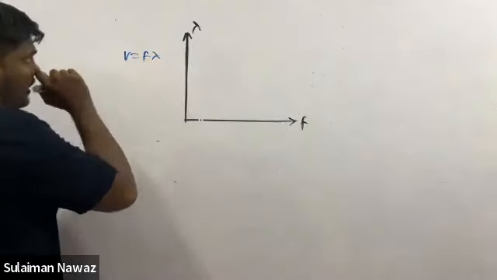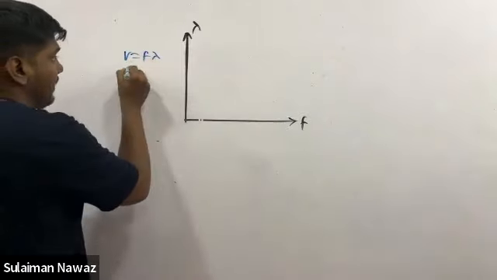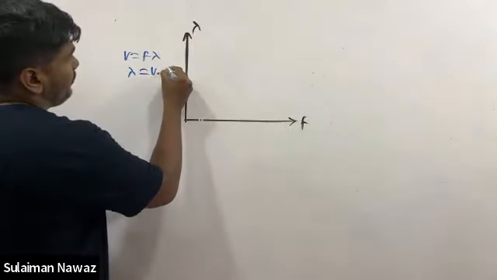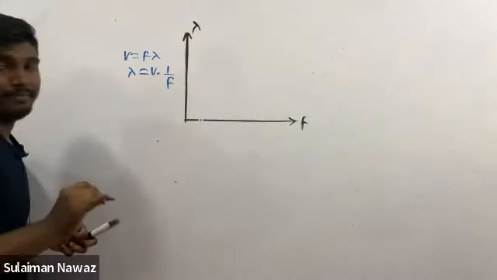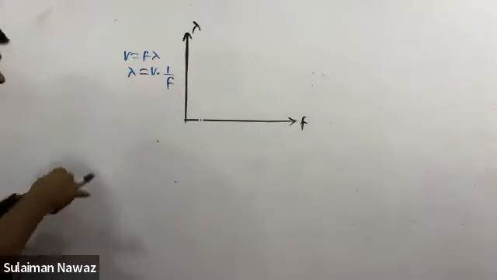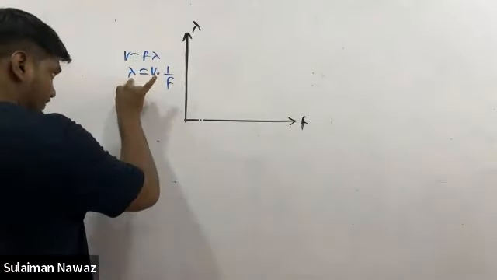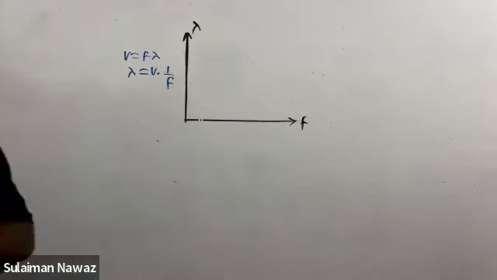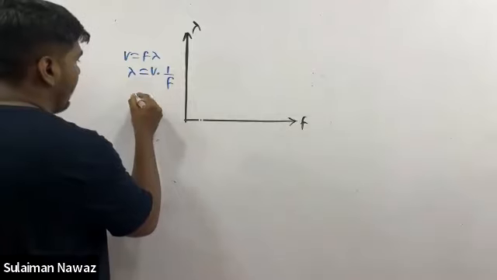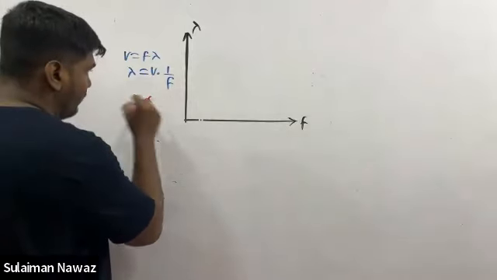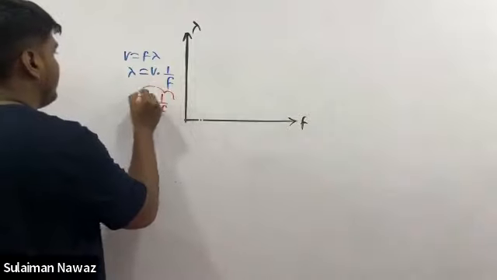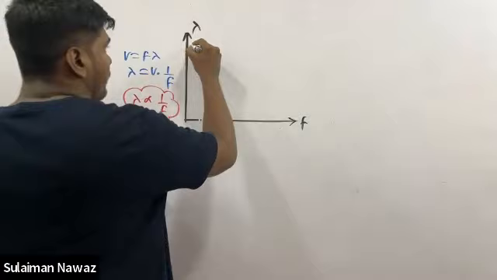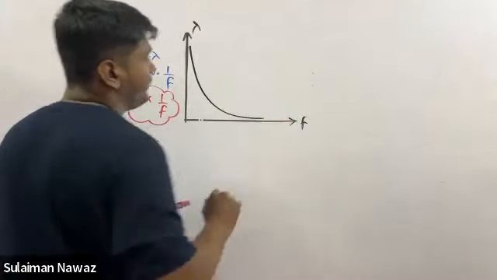v equals f lambda. Then my y-axis is lambda, and if I make lambda the subject, lambda equals v times 1 over f. Then you can clearly understand there is some sort of inverse relationship between lambda and frequency. Then how would we draw the graph? Lambda is inversely proportional to the frequency. In that case, the graph would be this way.